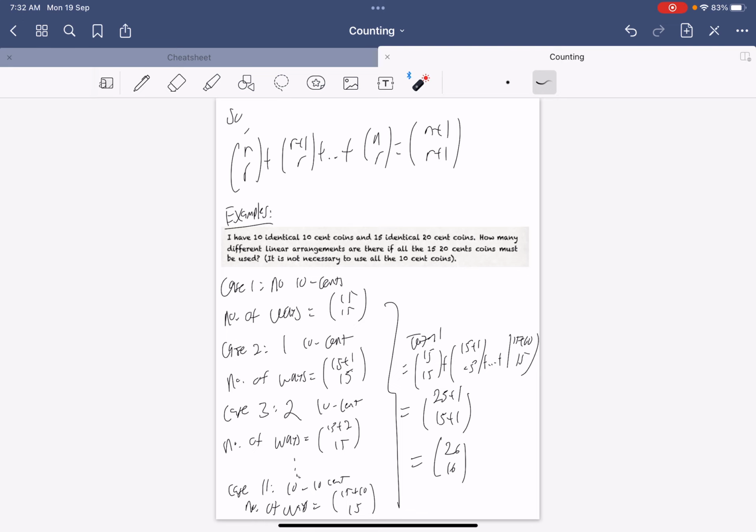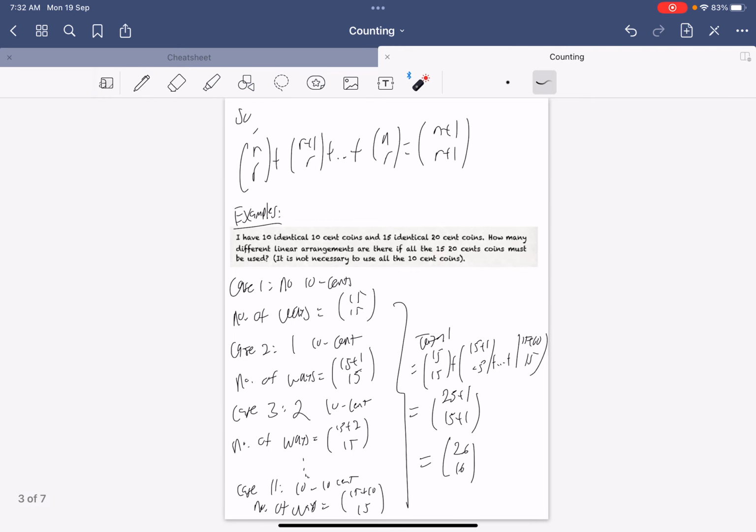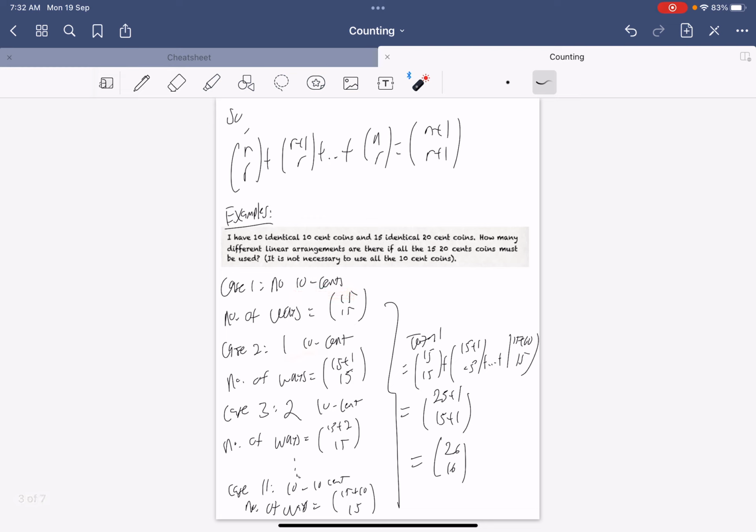Now let's see some applications of Chu Shih Chieh's identity, and we'll take one simple one first. If you have 10 identical 10-cent coins and 15 identical 20-cent coins, how many different linear order arrangements are there if all 10-cent coins and all 15 of the 20-cent coins must be used? Basically, you break your cases into no 10 cents, 1 10 cent, 2 10 cents, all the way to 10 10 cents. Then for the 15 coins, since they're identical, it's just choosing the placing.